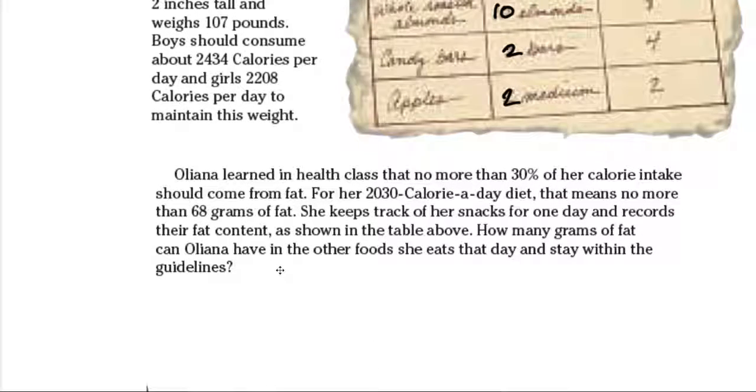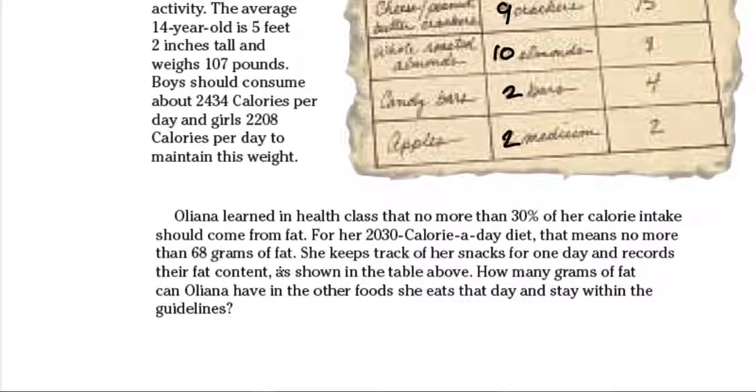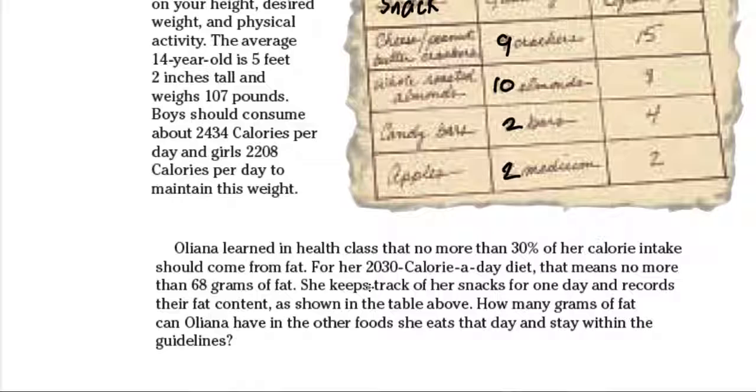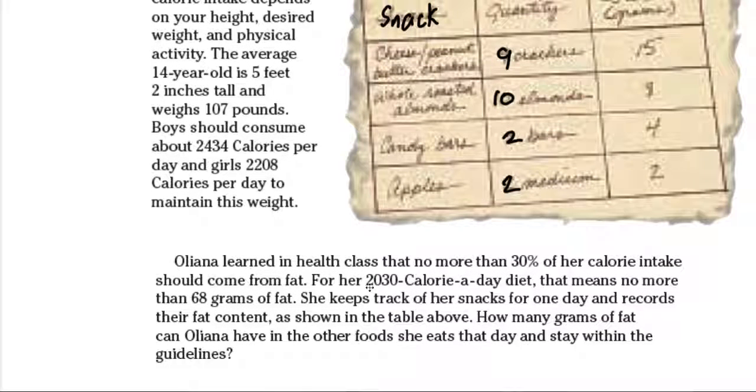Oliana learned in health class that no more than 30% of her calorie intake should come from fat. For her 2,030 calorie a day diet, that means no more than 68 grams of fat. She keeps track of her snacks for one day and records their fat content as shown in the table above. So how many grams of fat can Oliana have in other foods she eats that day and stay within the guidelines? So this is Oliana's chart.